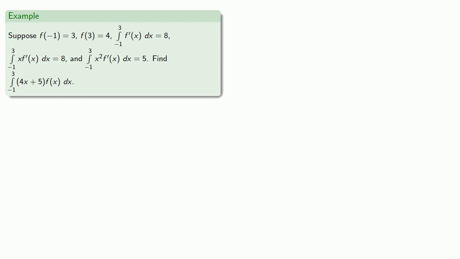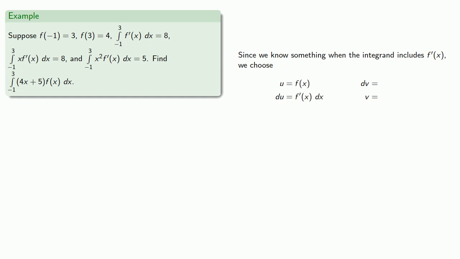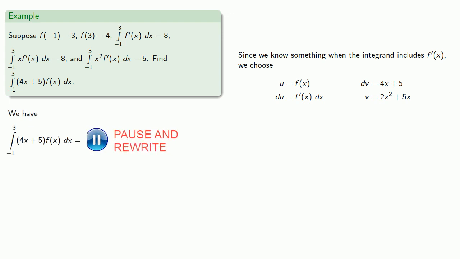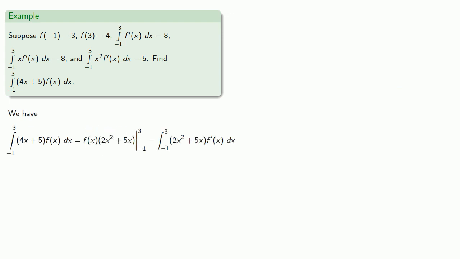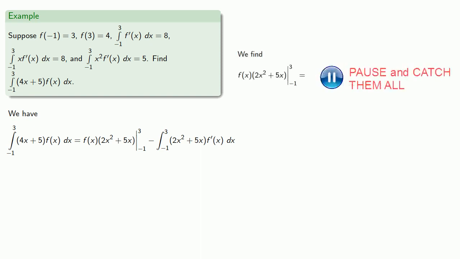So suppose I have a ton of information. Since we know something when the integrand includes the derivative of f of x, we choose u to be f of x, so we can differentiate it, and dv to be the rest of it, which we can anti-differentiate. Applying integration by parts, and evaluating. We need to evaluate this at 3 and at -1.